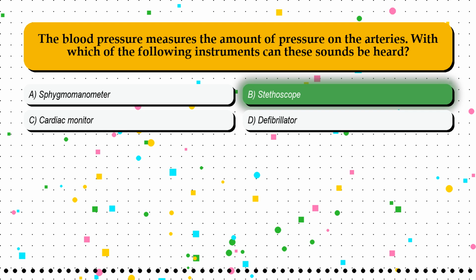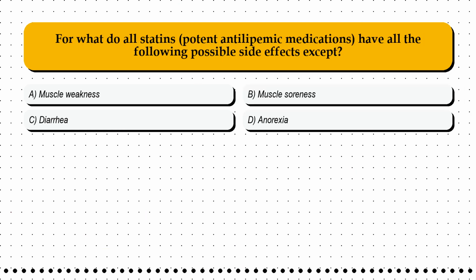The correct answer is option B, stethoscope. Question 107. Statins, potent antilipemic medications, have all of the following possible side effects except? Option A, muscle weakness. Option B, muscle soreness. Option C, diarrhea. Option D, anorexia.